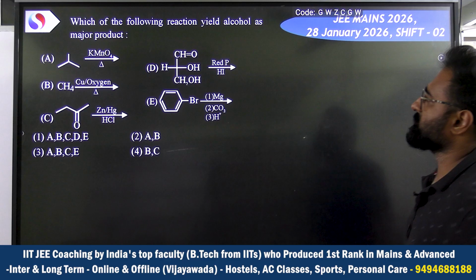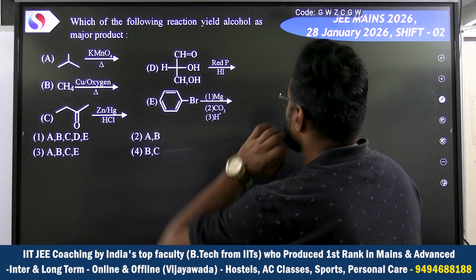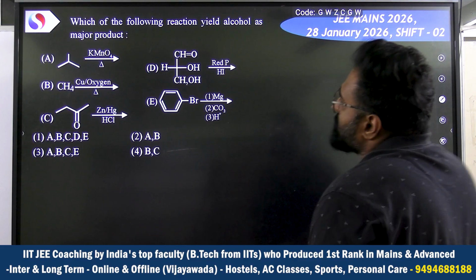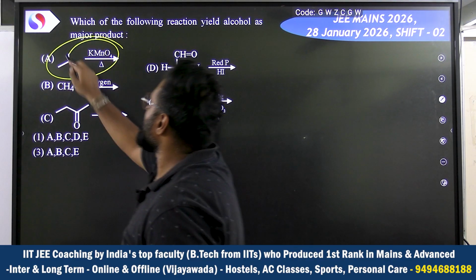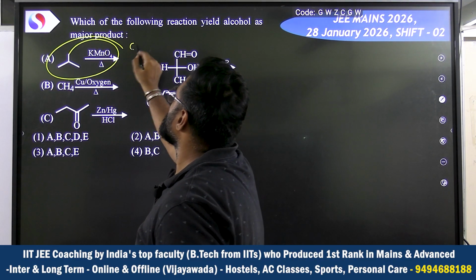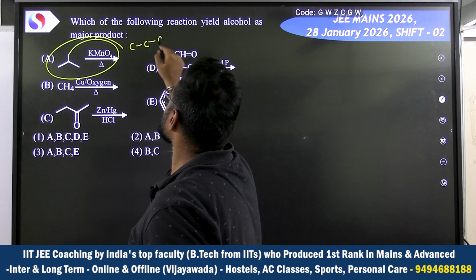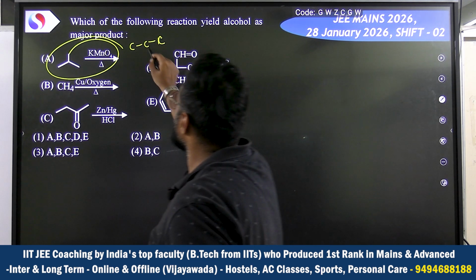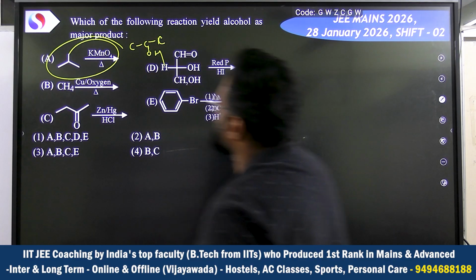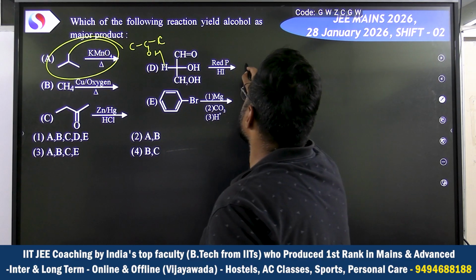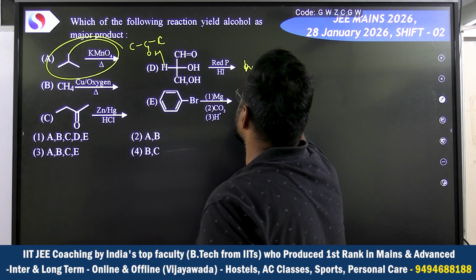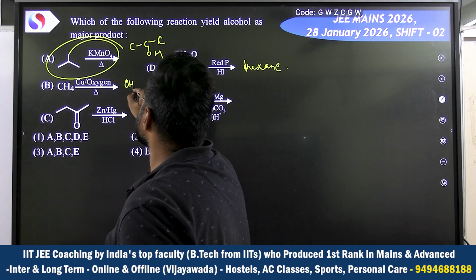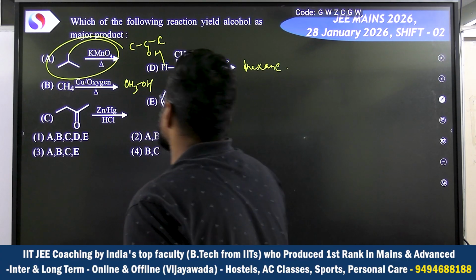Okay. Next, which of the following reactions yields alcohol as the major product? Which will give alcohol as a major product? So KMnO4 on oxidation gives, what will this give? KMnO4 on oxidation, the alcohol is secondary. Then this will give hexane. Then this will give alcohol CH3OH.